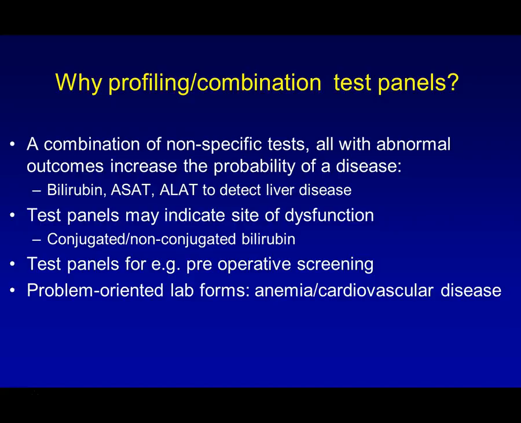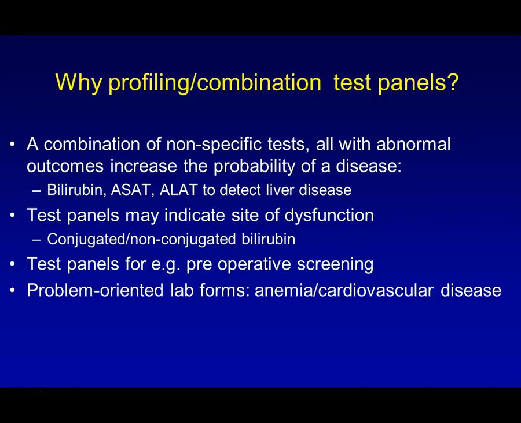Why should tests be profiled, or why should tests be combined in test panels? Well, sometimes a combination of non-specific tests, but all with abnormal values, increases the probability of a disease. For example, we use bilirubin and the transaminases, both ASAT and ALAT, to detect liver disease. If they are all increased, liver disease is more probable than when only one of them is increased.